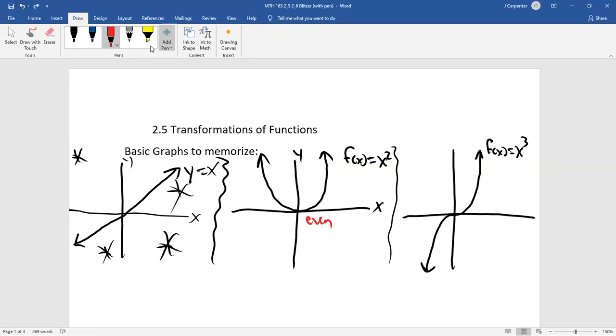This function over here is odd because it's a reflection across both axes. If I just took this right half, which I drew poorly, and I flipped it over here and then flipped it again, you end up with the bottom left half. So that's why it's odd. Remember, even functions you reflect about the y-axis, odd functions you reflect about both.